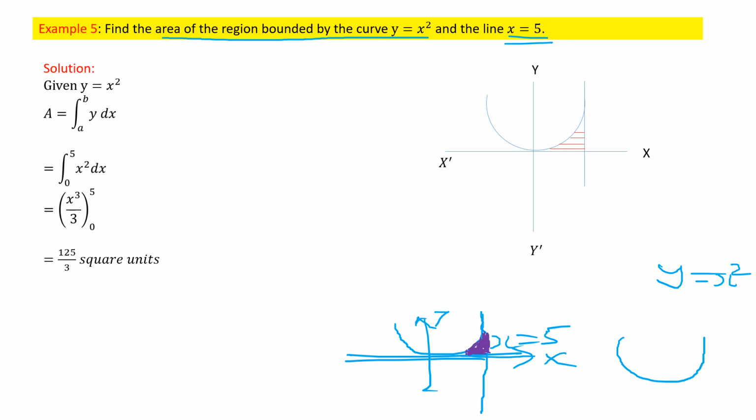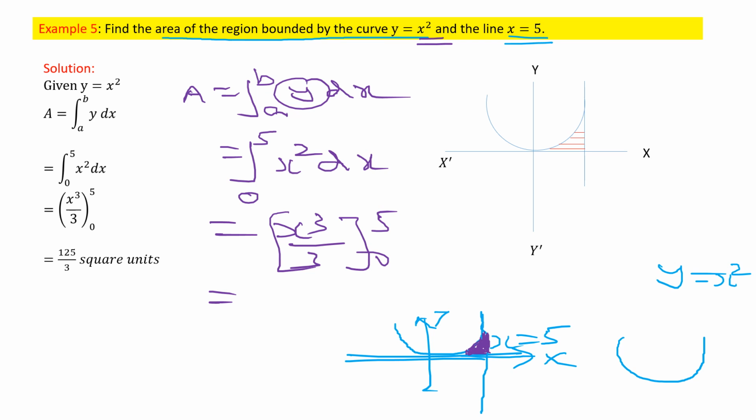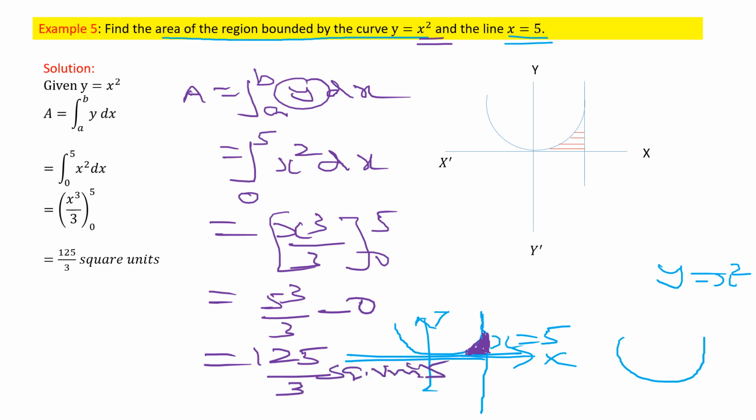The value. So it's very simple. Just write the formula, A equal to integral a to b y dx. In place of a we have 0. In place of b we have 5. In place of y substitute the value of the function, which is x squared, dx. Integration of x squared equal to x to the power 3 by 3 between the limits 0 to 5. So we have 5 to the power 3 upon 3 minus 0. 5 to the power 3 will be 125 over 3 square units.